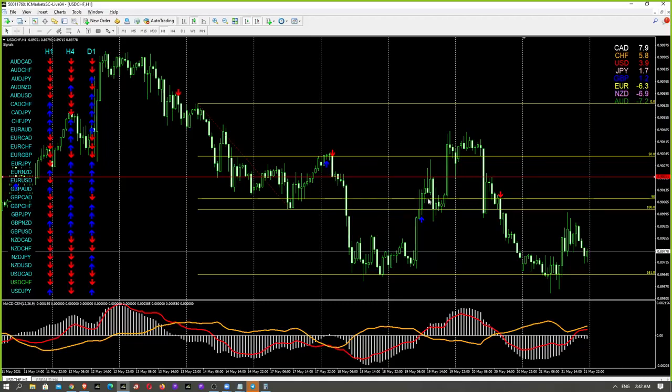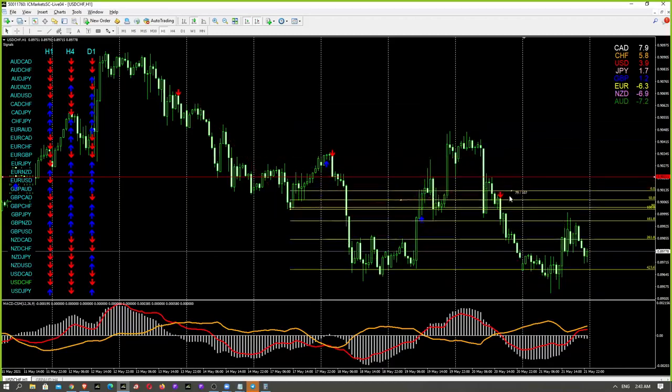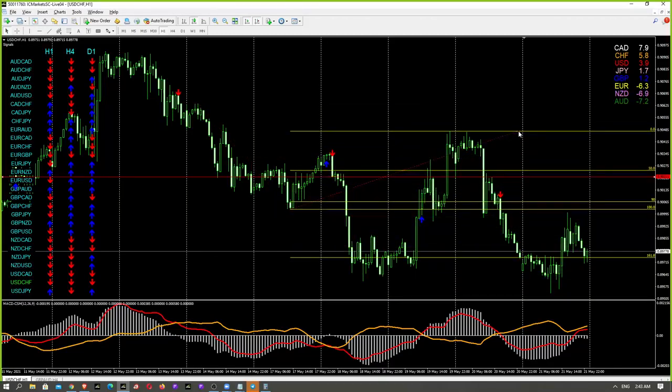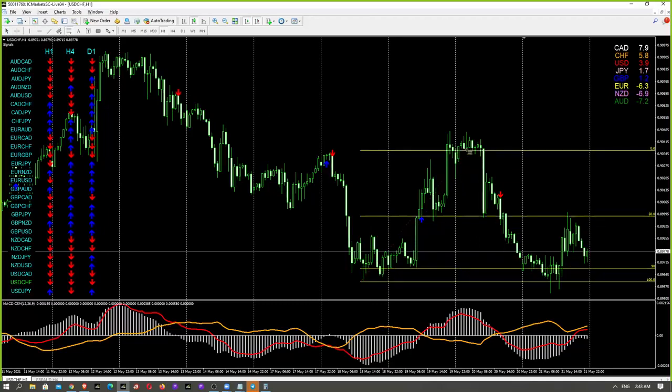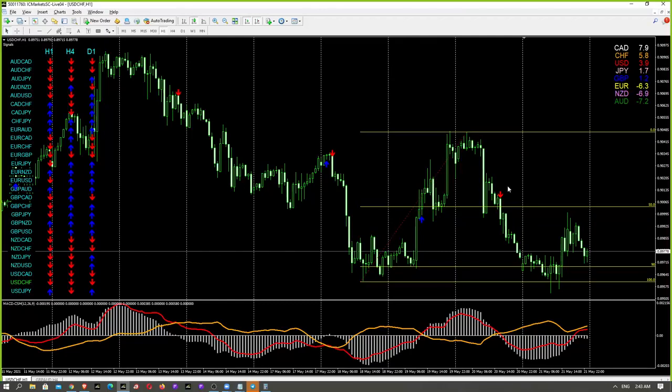And even though it reversed around this point, our 100 Fibonacci was already hit. So our sell limit order would not be valid. Then the next sell signal on USD CHF was last Thursday, so we will be plotting our Fibonacci levels like this. From Thursday, it's going to be Tuesday and Wednesday.